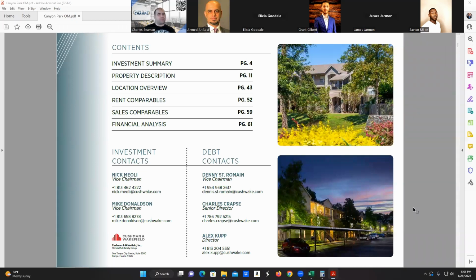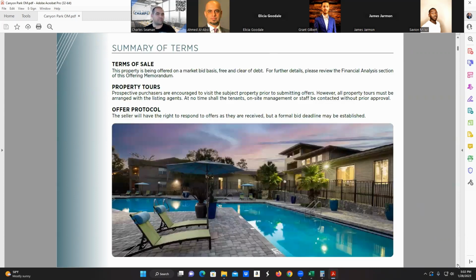Okay, so as we go through the OM, we get a table of contents, and we also get some information on the team running the sales process. This deal is brokered by Cushman and Wakefield, so a lot of the larger companies also have debt teams. So what they're showing you here is they have 3 guys on their debt team for this deal, and you can reach out to them, and usually they'll be able to send you a debt quote. So if you're dealing with these big brokerages and they have debt teams, you may as well use them. They can be great resources.